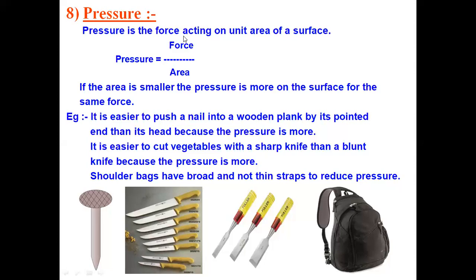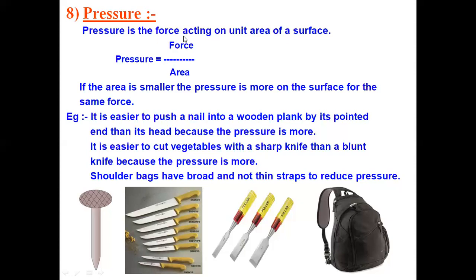Even you have seen a coolie. Before picking up the load on his head, he puts a cloth. Why does he put a cloth on his head? To increase the area. That rounded cloth increases the area and less pressure is exerted on the head of the coolie, because he has to carry a heavy load. So this is the concept of pressure and area.